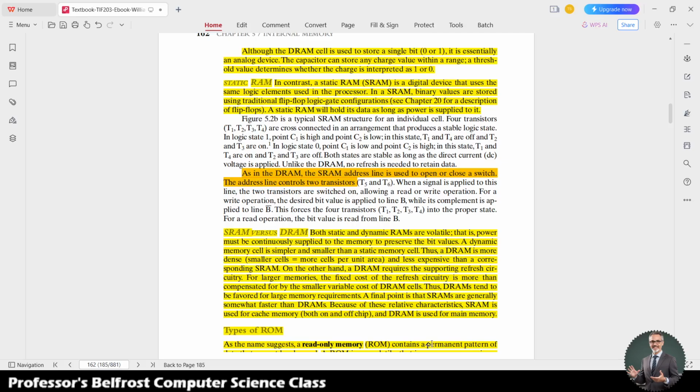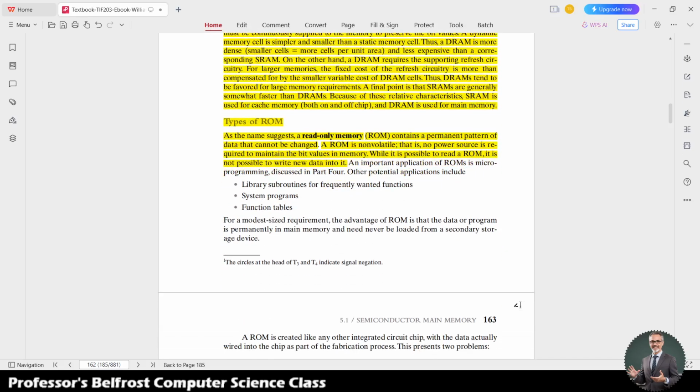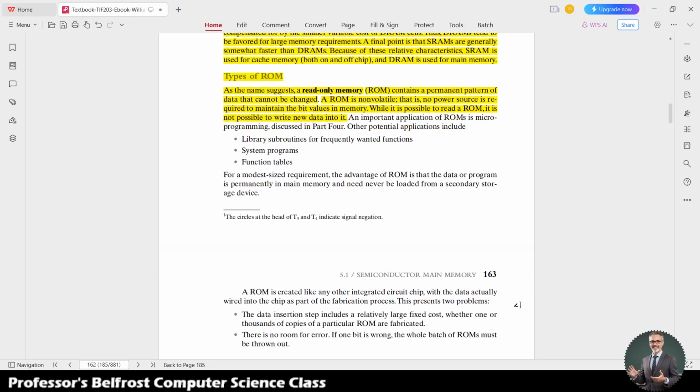Okay, today we'll continue our discussion on internal memory. Main memory, I always say main memory, but it's actually internal memory. We have discussed RAM in our last lesson, and today we move to ROM. Actually, there are many types of ROM.